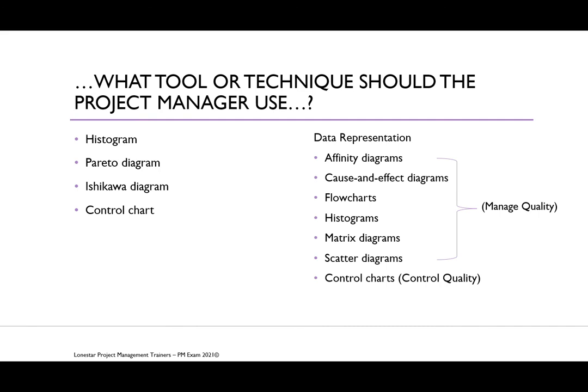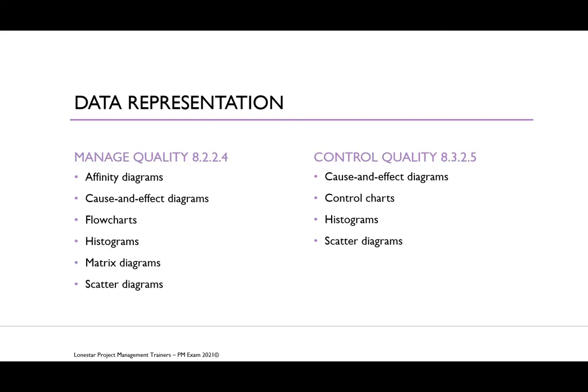So first of all, in regards to data representation ITTOs, for manage quality, we have our affinity diagram, our cause and effect diagram, our flow charts, our histogram, the matrix diagram, and the scatter diagrams. Now, adding to this list, control charts are in control quality. That is really going to help you determine where you are in your 49 processes when you answer these types of questions. So first, let's talk about what everything is.